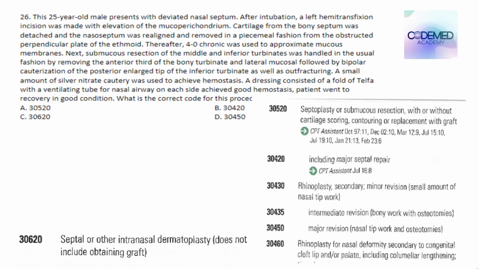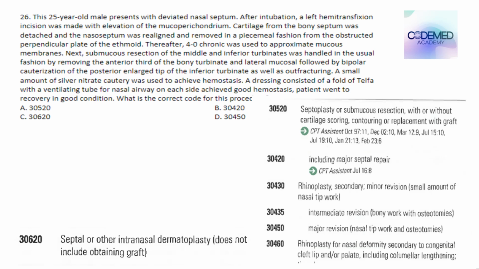So this 25-year-old male presents with a deviated nasal septum. After intubation, the left hemitransfixion incision was made with the elevation of the mucoperichondrium. The cartilage from the bony septum was detached and the nasoseptum was realigned and removed in a piecemeal fashion from the obstructed perpendicular plate of the ethmoid. Thereafter, 4-0 chromic was used to approximate the mucous membrane.